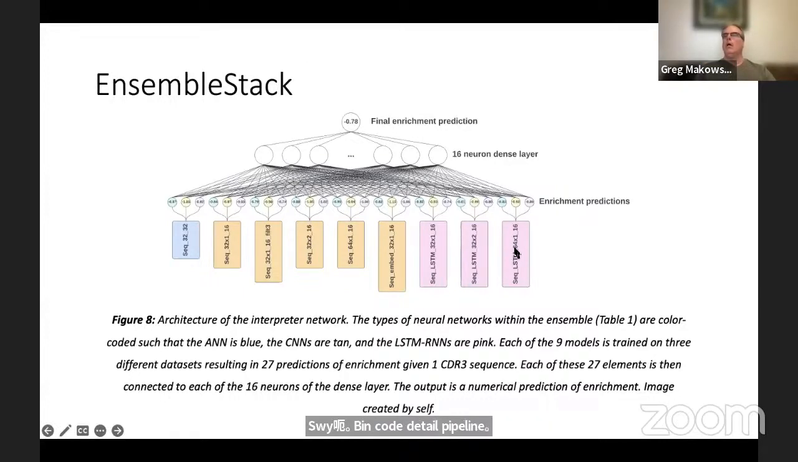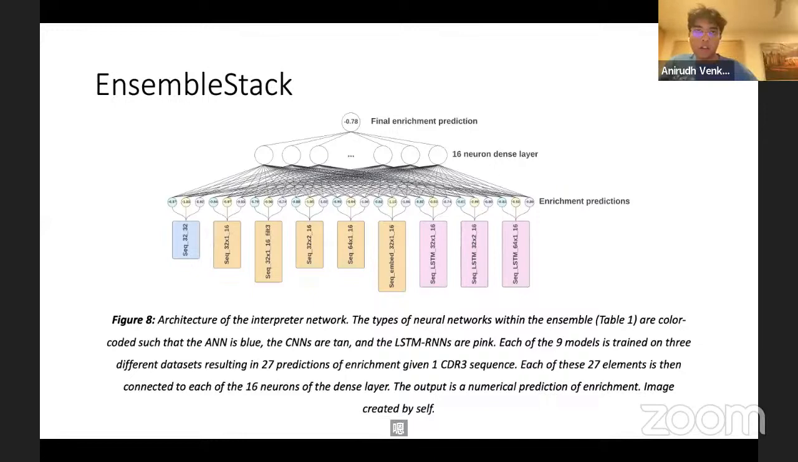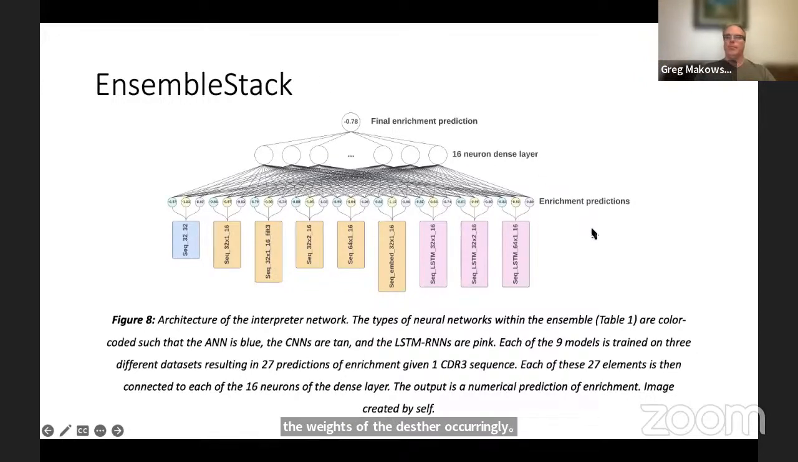A question in the Q&A, Carl was asking, how does the final enrichment prediction get computed from the neuron dense layer? Yeah, so it's basically a simple regression model. It's just a 16 neuron dense layer. It computes a weighted average using its regression parameters and weights in order to come up with a final enrichment prediction. And it is trained using the mean squared error loss function in order to get as close as possible to the ground truth values. That's how the regression model is trained. It just adjusts the weights of the dense layer accordingly. No special transfer function. No. Sure.